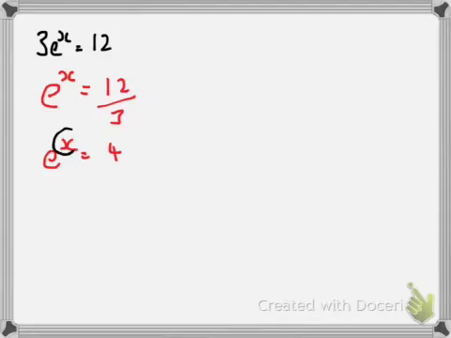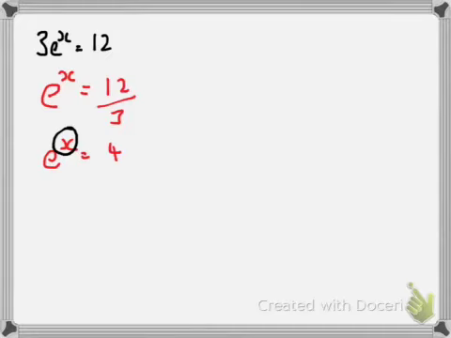3 times e to the power of x equals 4. Alright, what are we going to do here? Well, the first thing I would be doing here is dividing through by the 3, for e to the power of x equals 4/3. Now, how do we get this x by itself?